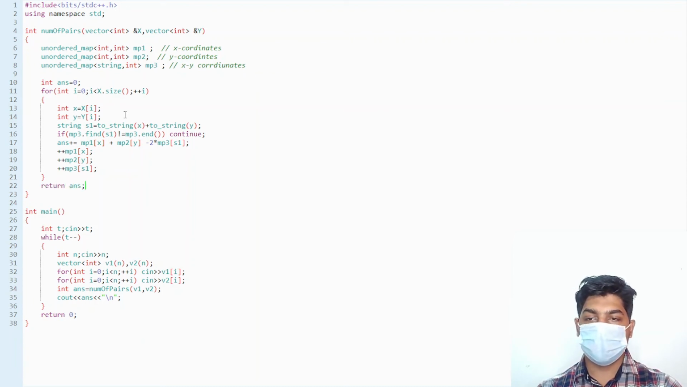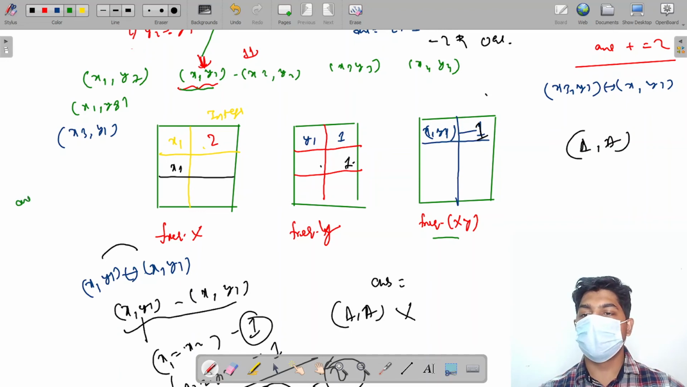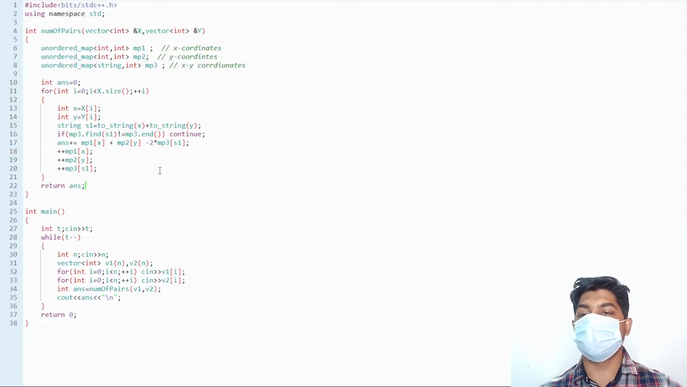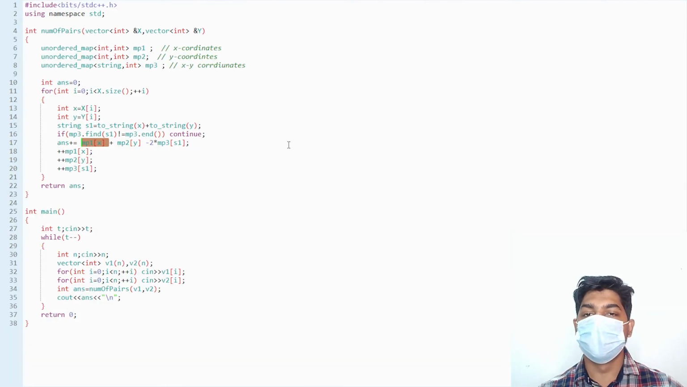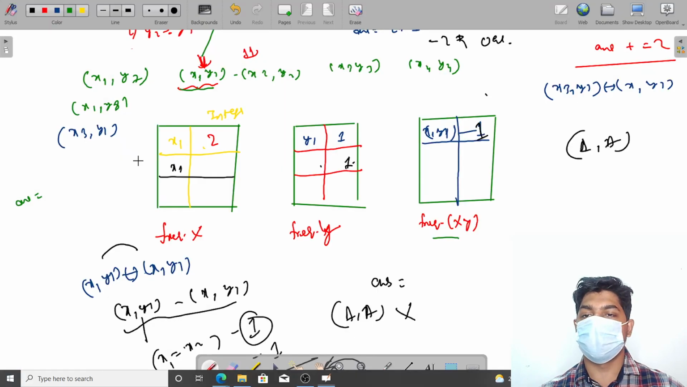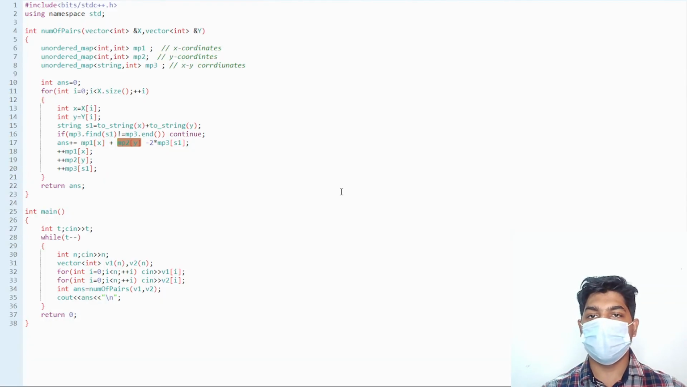Return answer. So what we did: if this is our point x1, we have the answer variable. How many x1 points are there earlier? We saw that 2 points are there, so we have added that to our answer. Then we saw our y coordinate: how many points were there earlier with the same coordinates? We are seeing 1. So whatever is the value stored in the map, we are adding. I have already explained why we are subtracting twice over here, so that's why we subtract it twice.